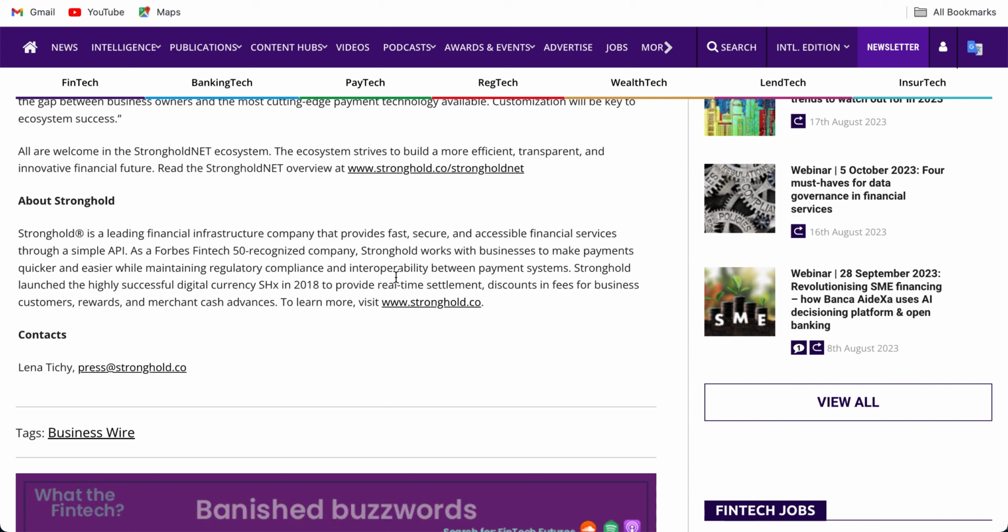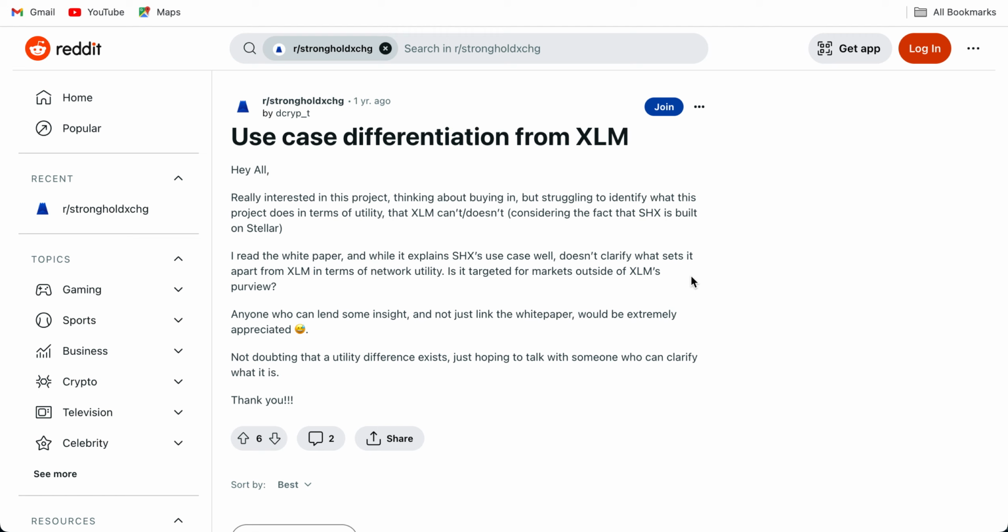So these were the questions regarding the basics, what is SHX, what it does. Now let's get down to some technical parts that you guys are looking for. So stay tuned. I'm going to be answering them as well regarding the supply, what differentiates it from XLM, where IBM fits, and questions like these. So check this out. Use case differentiation from XLM.